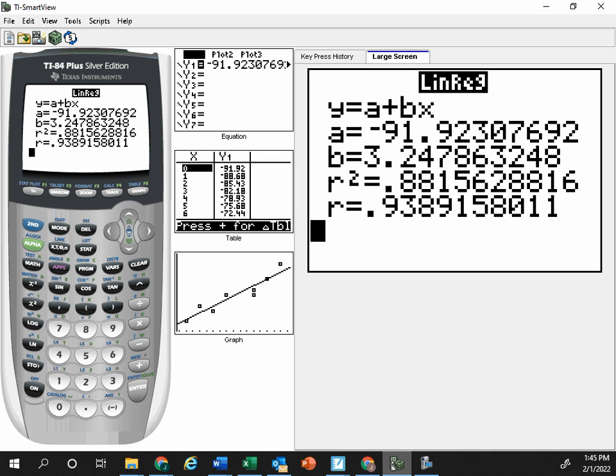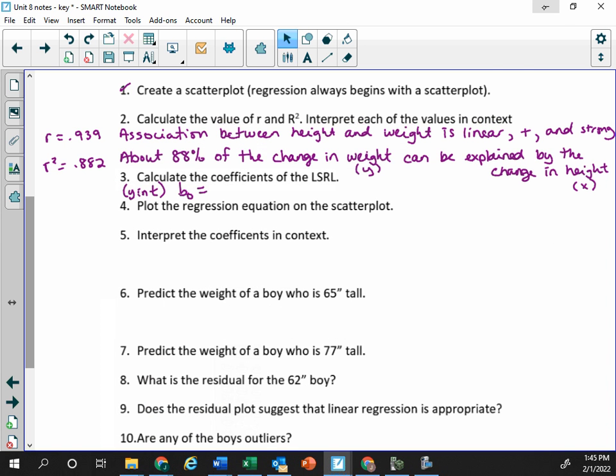Oh, okay. Yeah, it's weird. It's listed as A. Okay, so I know that's misleading. We normally write b sub 0 for the y-intercept and b sub 1 for the slope. Here on your calculator, it's A for the y-intercept and B for the slope. So the negative 91.923, that is your y-intercept. So we'll jot that down. I'll just say negative 91.92.